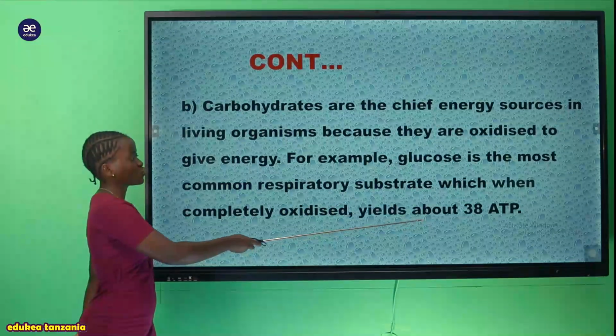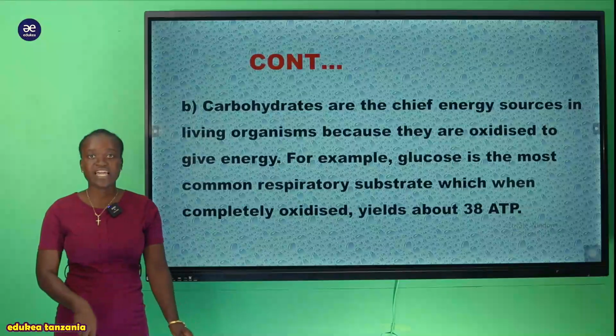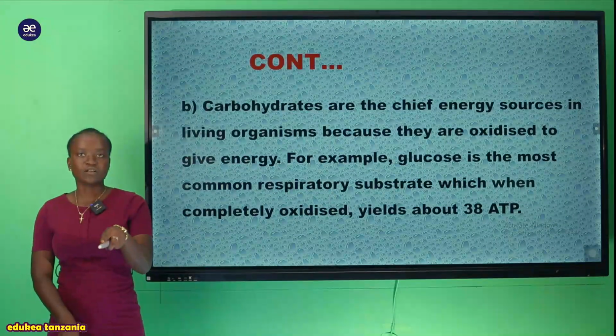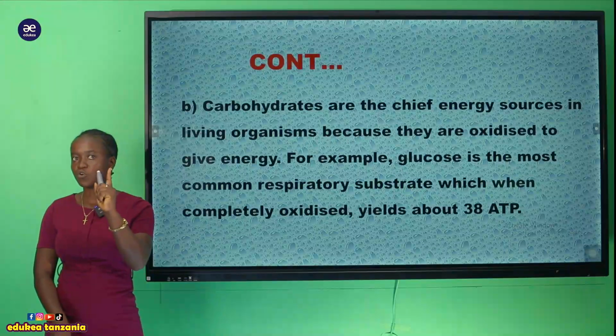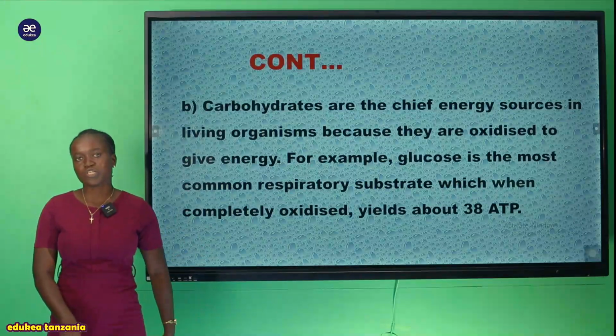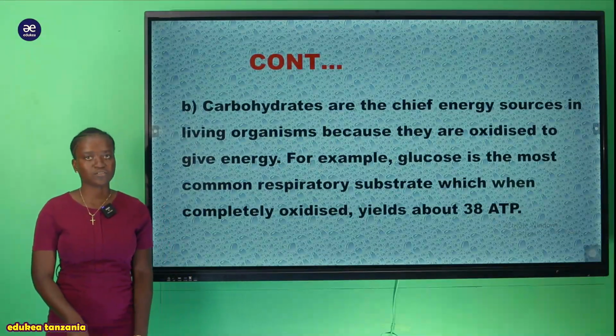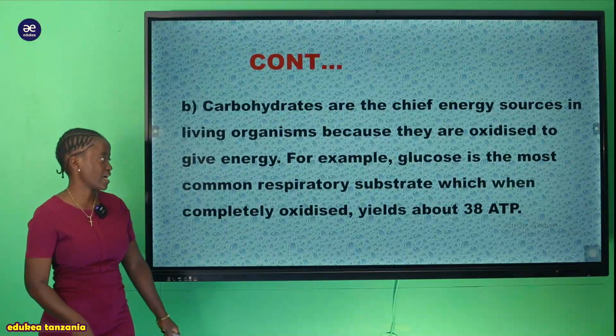It has about 38 ATP within a living organism, and that is only one glucose. So how about many glucose which are found within the living organism? So now you can get the answer.